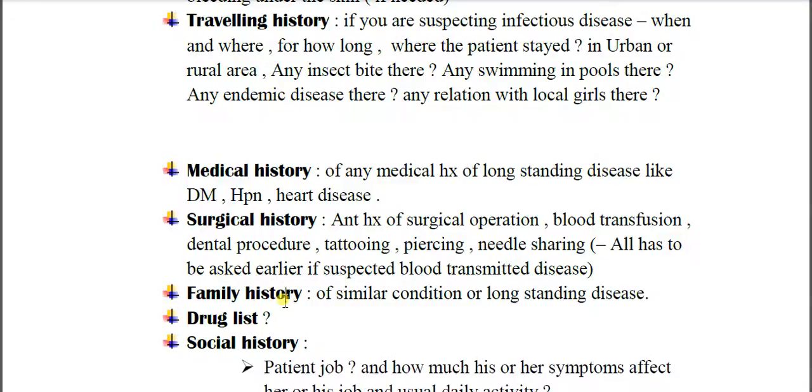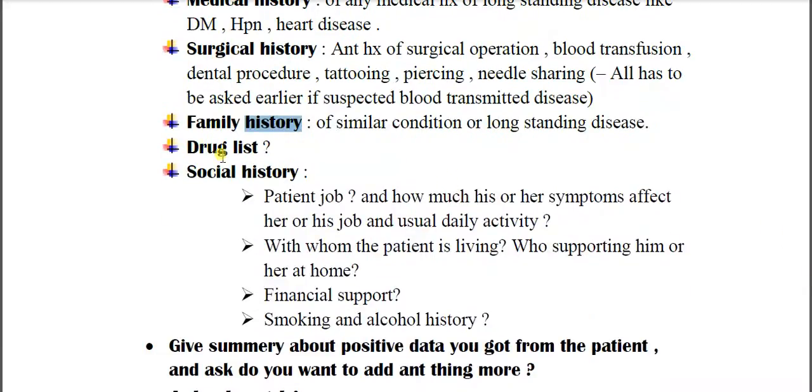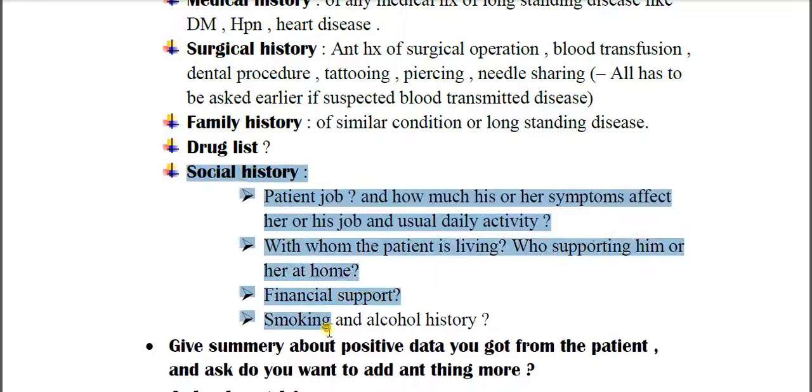Family history. Any family history of similar condition or long-standing disease. What about your drug list? Then social, like every case in station 2, 4 or 5, social history is fixed for all. You have to ask about, very important, social history. We know that 4 questions have to be asked in social history.